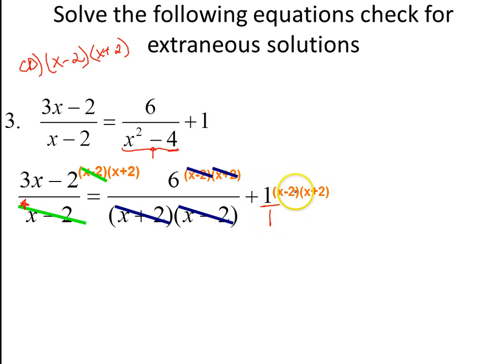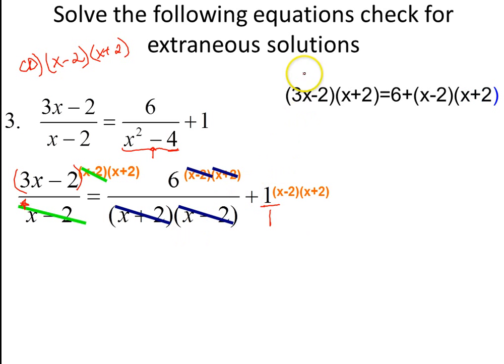So is there anything to cancel? No. So what do we have? We have 3x minus 2, and remember this is a factor, so put parentheses if you need to. 3x minus 2, we need to multiply that by x plus 2, equals 6. Are we multiplying 6 by anything? Nope. Plus 1 times x minus 2 times x plus 2. Okay, so we got a lot of foiling to do on this one. We got some foiling in the front and in the back.